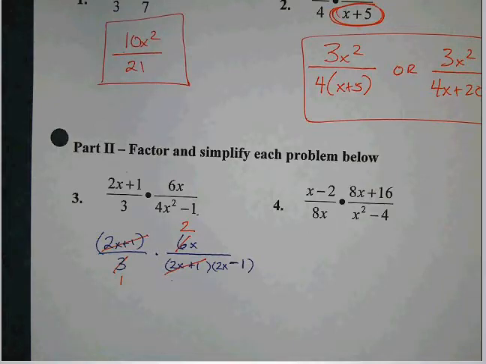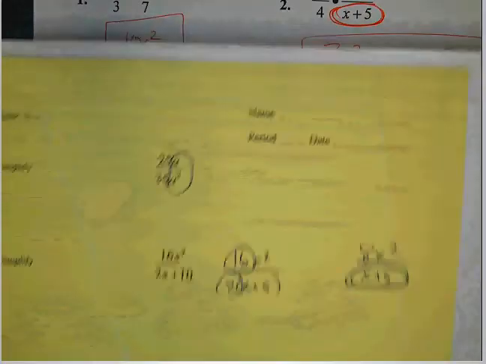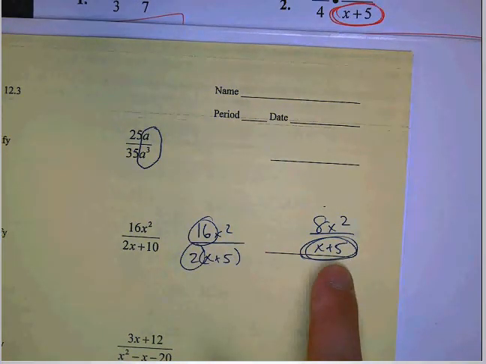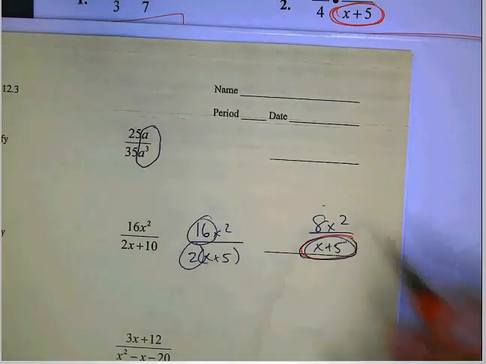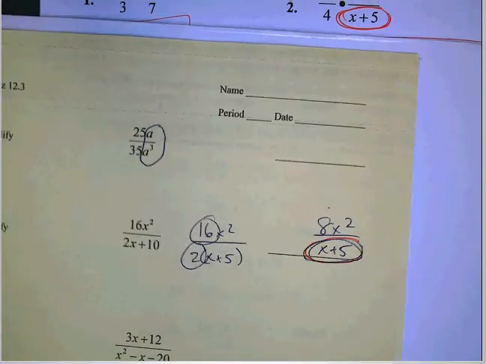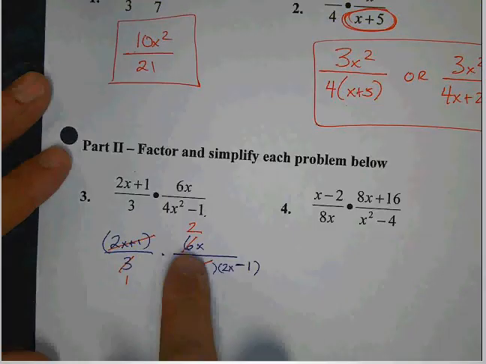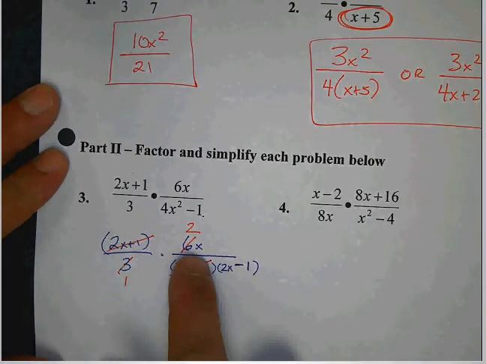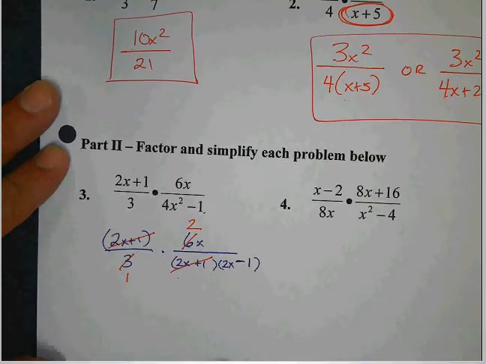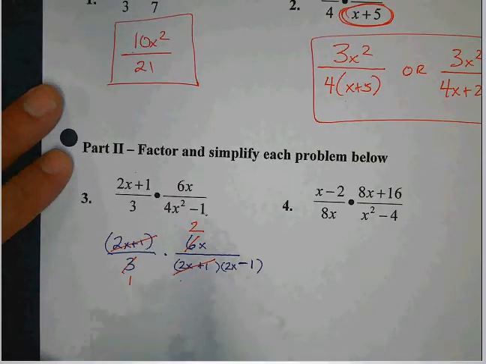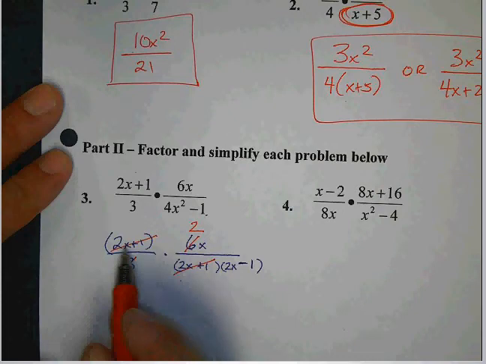Good question. Because remember on our practice quiz here, 8x squared over x plus 5. The x plus 5 was connected with addition, so it can only cancel with an x plus 5. But here, the 6x is connected with multiplication, so the 6 and the 3 can cancel. Does that make sense?